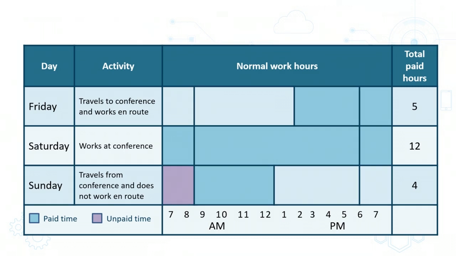On Sunday, the employee is traveling back, leaving at 7 a.m., but the hours start calculating during what would have been the regular work hours until the trip concludes, for 4 hours of the 6 hours of travel time. However, if the employee was driving, the entire time would be paid, for 6 hours of paid time.